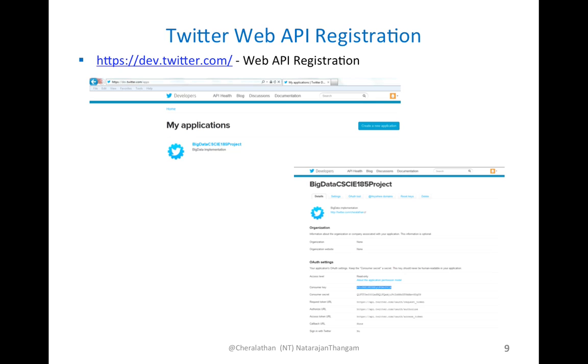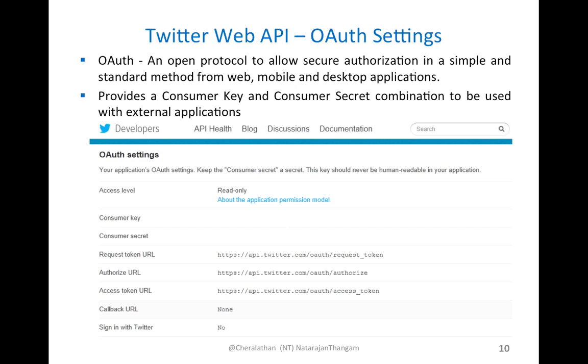Now you go to the other side. Twitter has dev.twitter.com, a developer portal. You register with them and you start creating a new application. For this purpose, I created an application called Big Data, the course project name. What it does is give you a key, and then the URL for how you want to access it from an external application or any external client.